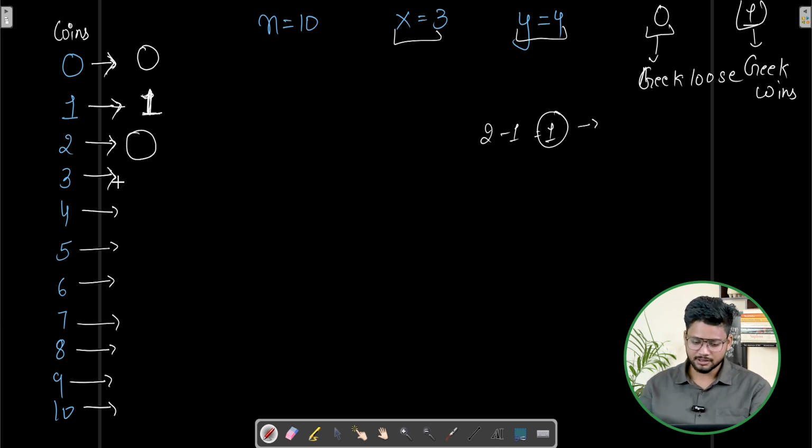Now we have 3 coins. If X takes 3 coins, then he is going to be the winner. He can take 3 coins, so it will be a winning case. Now let's talk about 4. We have a total of 4 coins.